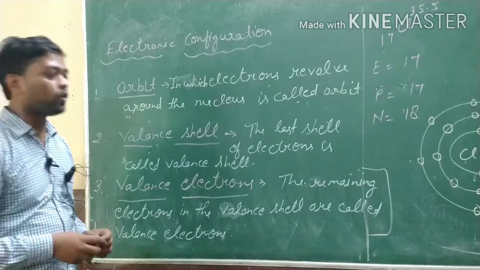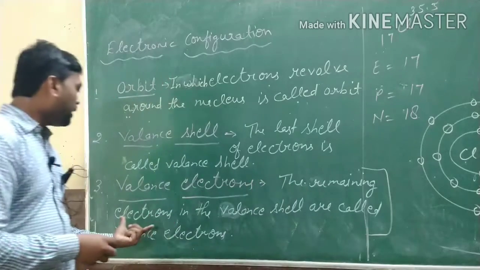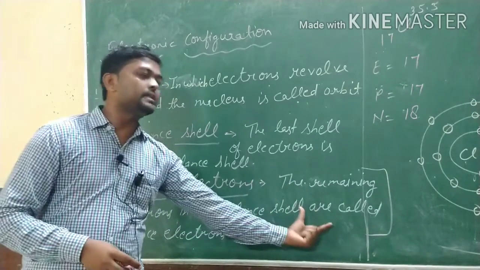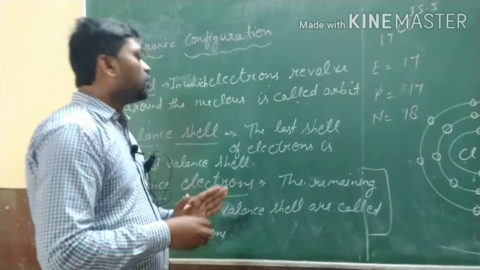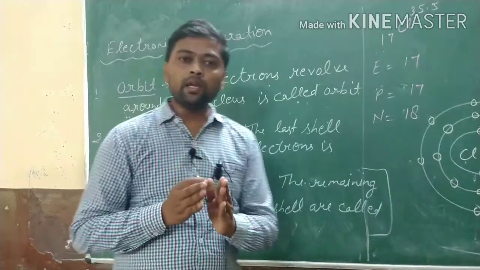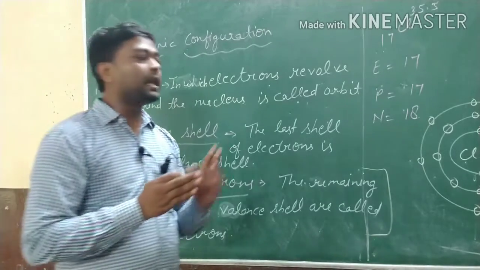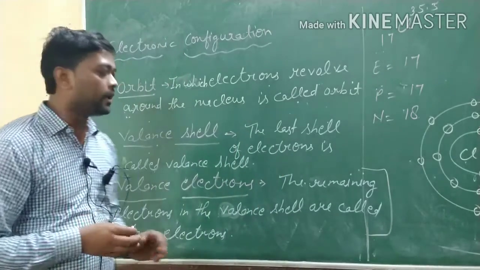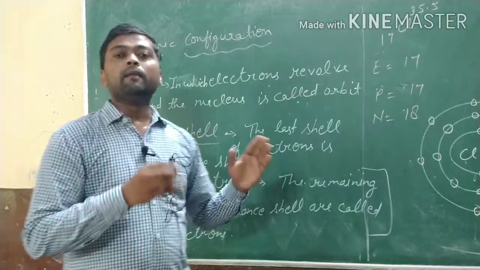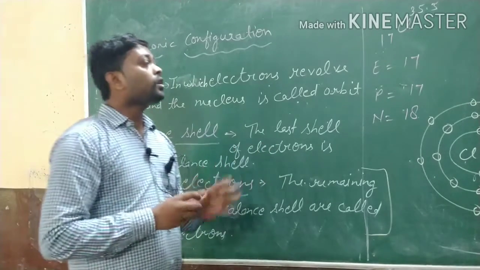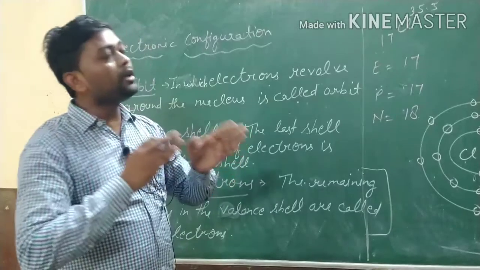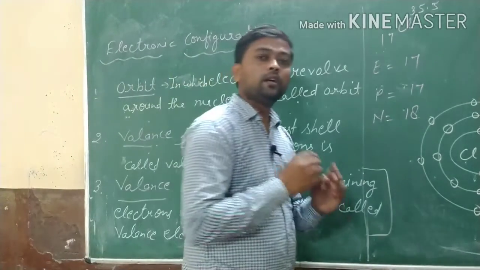Next is valence electron. What is valence electron? The remaining electrons in the valence cell are called valence electrons. Means जो हमारे valence cell में electrons बच जाते हैं, last orbit में जो electrons रहते हैं, these are called valence electrons. Clear everyone? Now, how can we draw the electronic configuration?